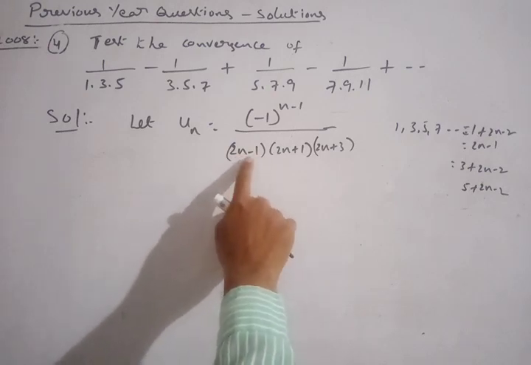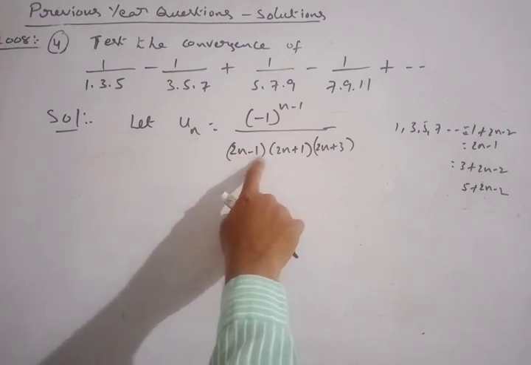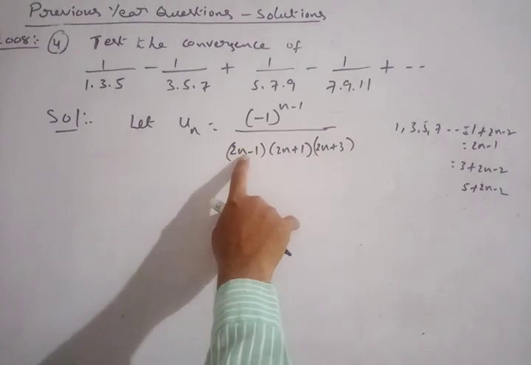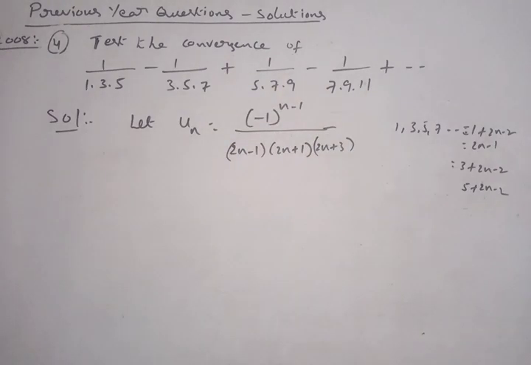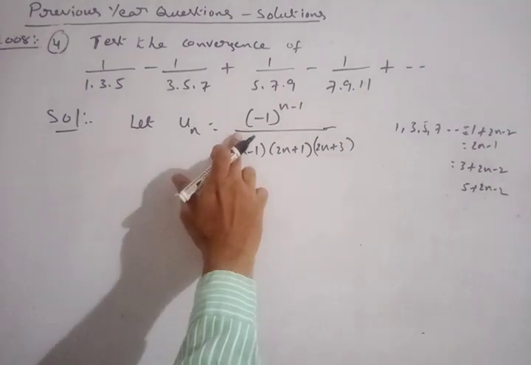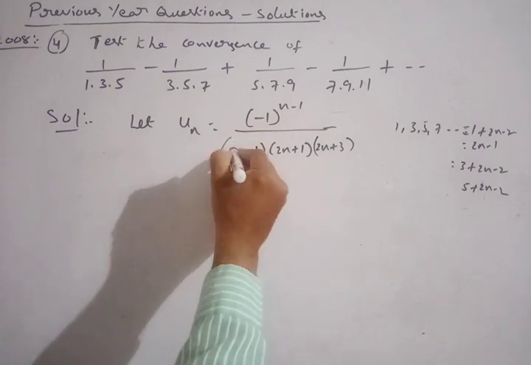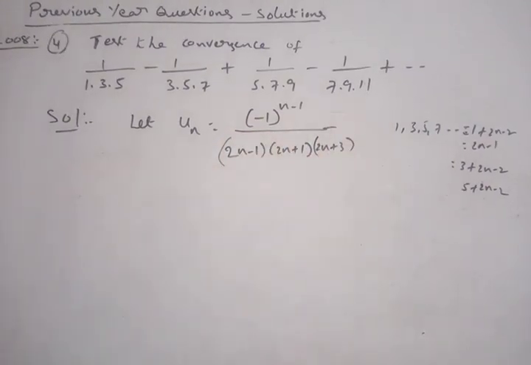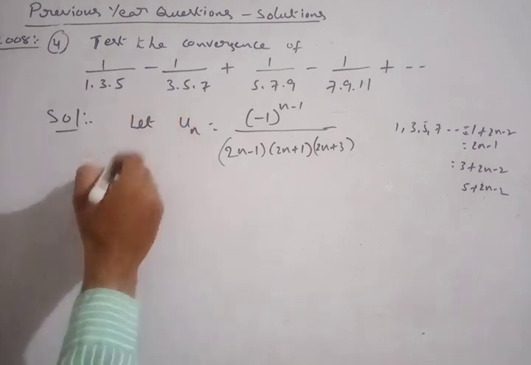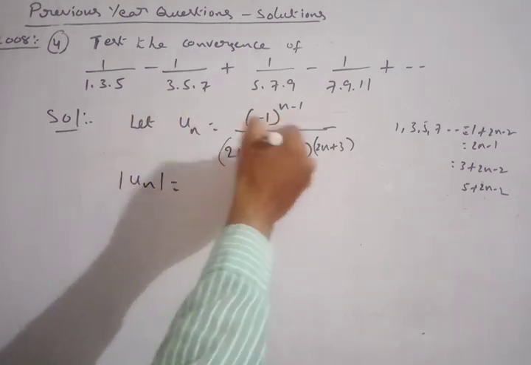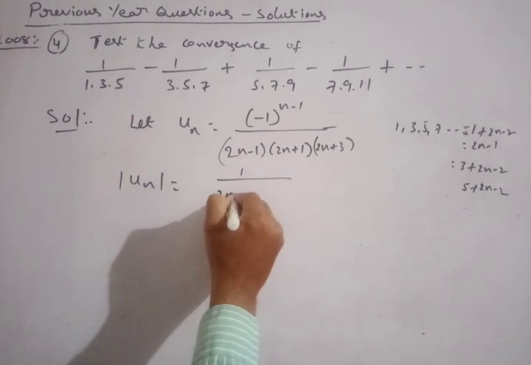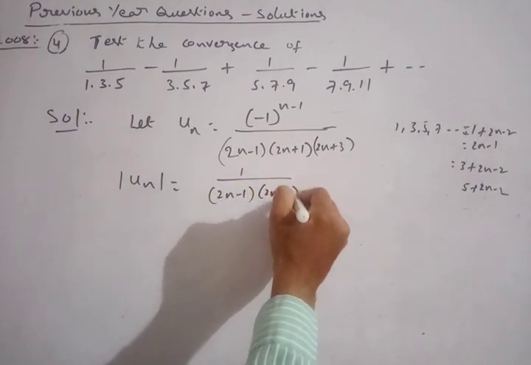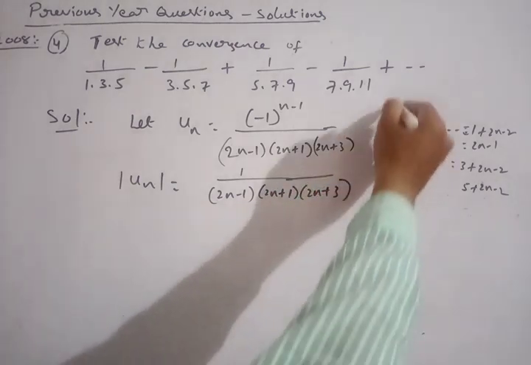So if you take n is equal to 1, how much do I get? I get 2 minus 1, 1, 3 and 5. If I take n is equal to 2, I get 3, 5 and 7. Understood? How we calculated the nth term here? So the nth term is minus 1 whole power n minus 1 by 2n minus 1, 2n plus 1 and 2n plus 3. Correct? So in an alternating series, what we have to do? Take mod un. If I take mod un, this negative term will become positive, right? Negative term will become positive. So I get here 1 by 2n minus 1, 2n plus 1 into 2n plus 3. Correct?